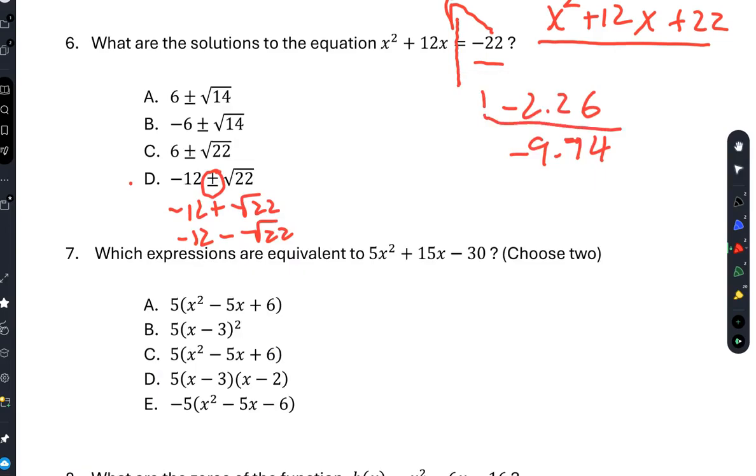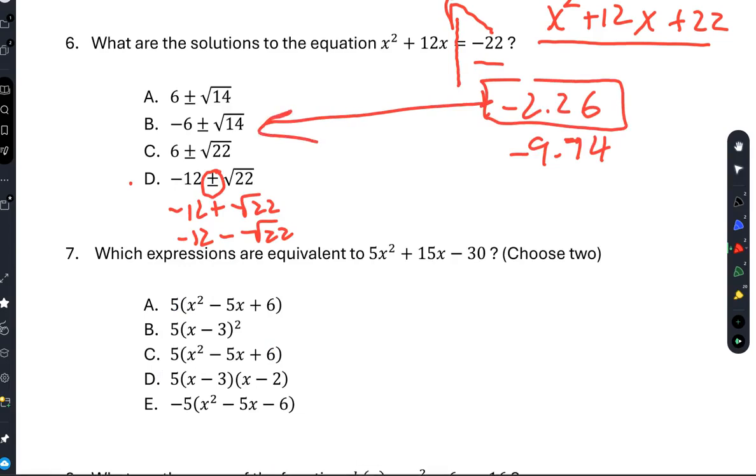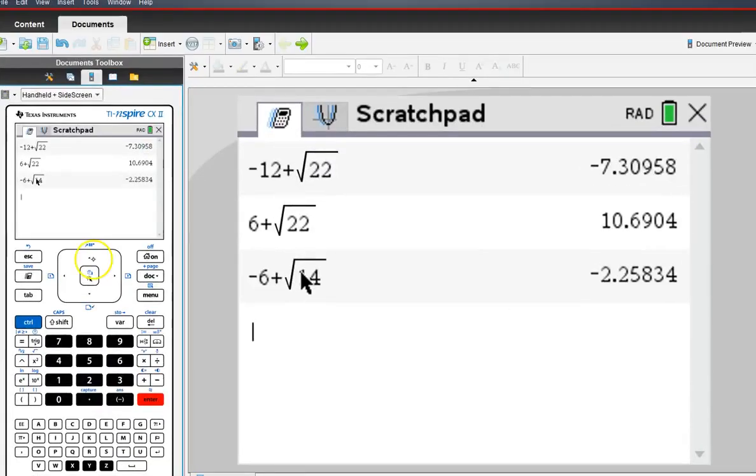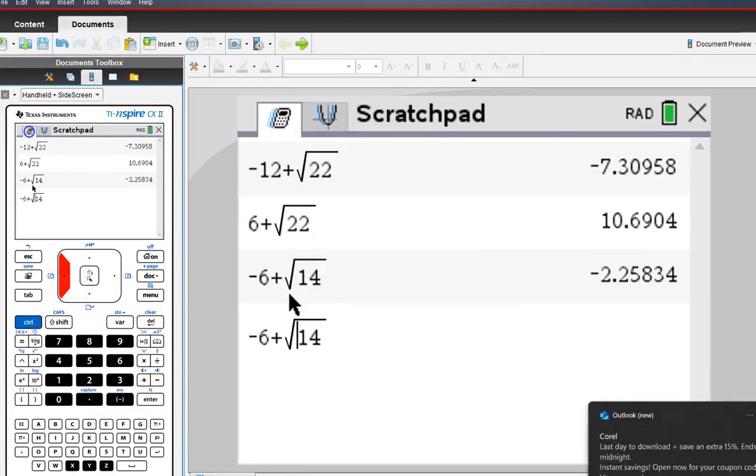Negative 2.25, that's going to be rounding off to that, isn't it? So this right here is the right answer. If I do the other one, I'm going to get negative 9.74. So watch what I'm going to do. I'm going to hit the up button twice. See how it's blue? I'm going to hit enter, and I'm going to change that plus to a minus.